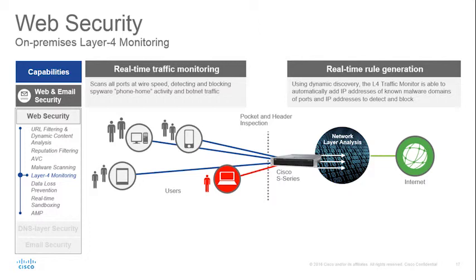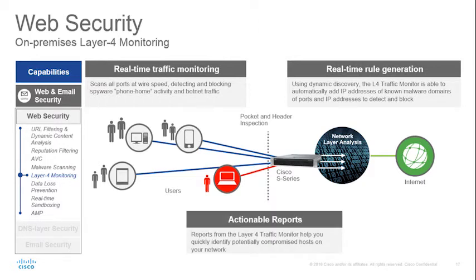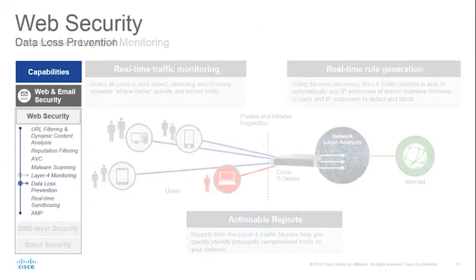Using this dynamic discovery capability, the L4 Traffic Monitor can track the movement of malware in real time, even as the malware host tries to avoid detection by migrating from one IP address to another. Finally, reports from the Layer 4 Traffic Monitor help the customer quickly identify potential compromised hosts on your network. These actionable reports help you to minimize the time wasted on forensics and focus your efforts on cleaning up infected hosts. Cisco also offers control over data loss prevention.